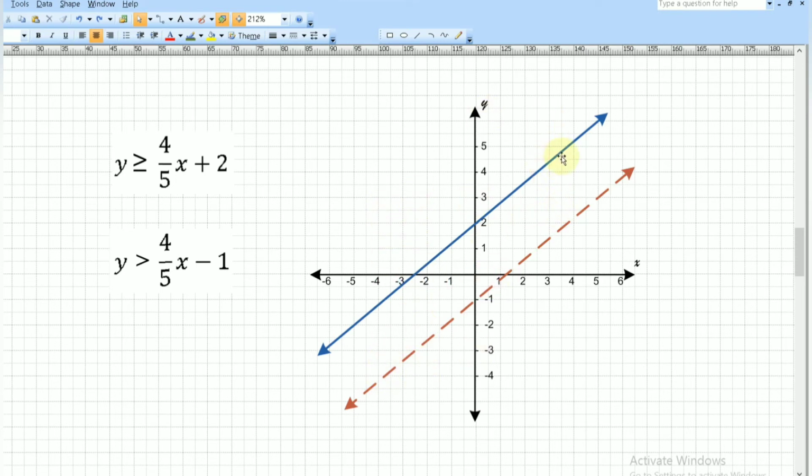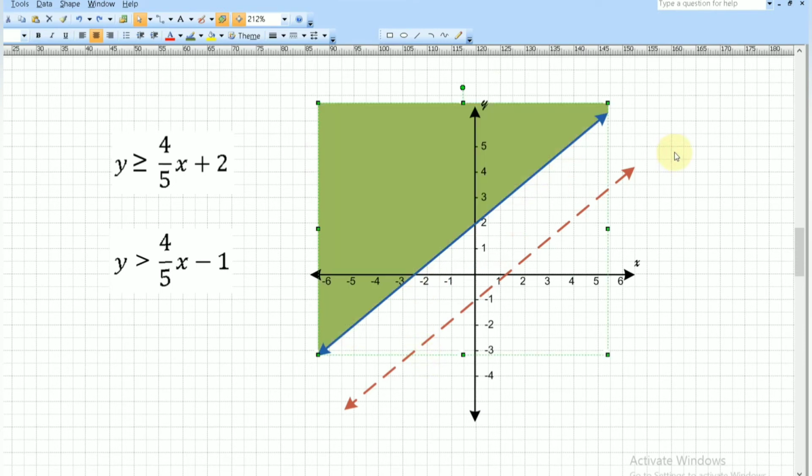So what is the intersection between the two areas? This one and this one, the intersection will be the green one. Okay, so this is the solution of this inequalities system.